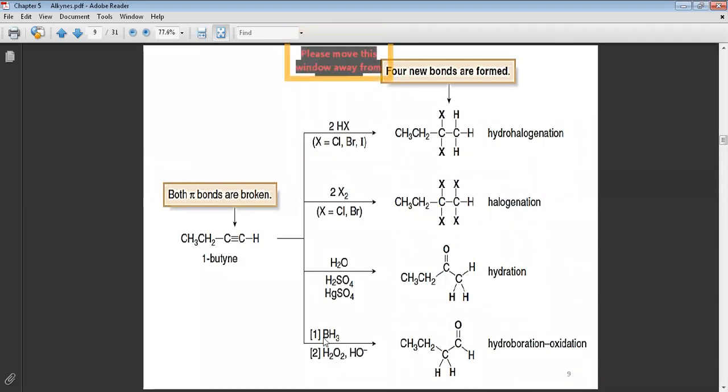Also, you know this reaction, BH3, the hydroboration, and the second reaction, oxidation. Hydroboration-oxidation, the same as for the alkene, also gives you an aldehyde. Look, it gives an aldehyde, not an alcohol. Why? Also because of the enol-keto tautomerism, and we will take it later, inshallah.